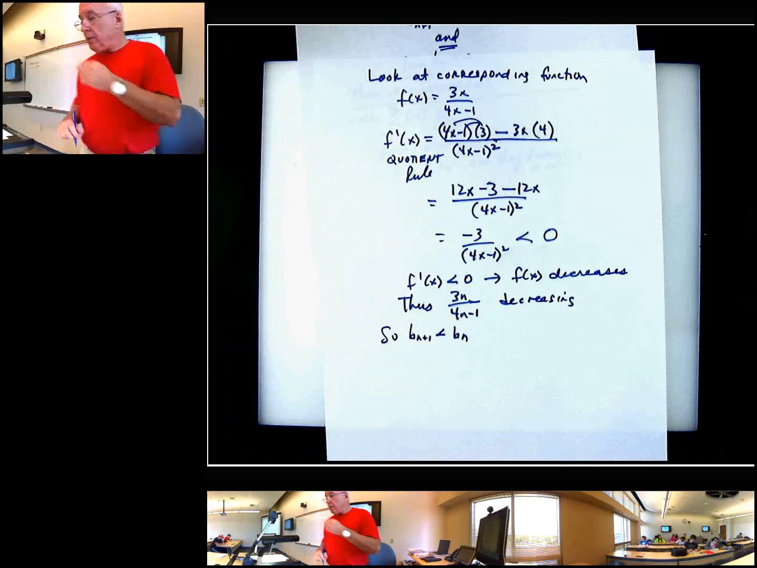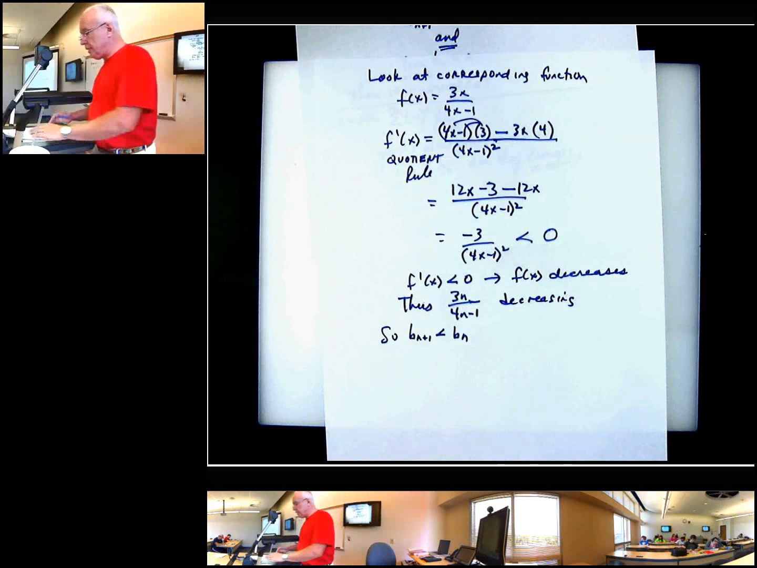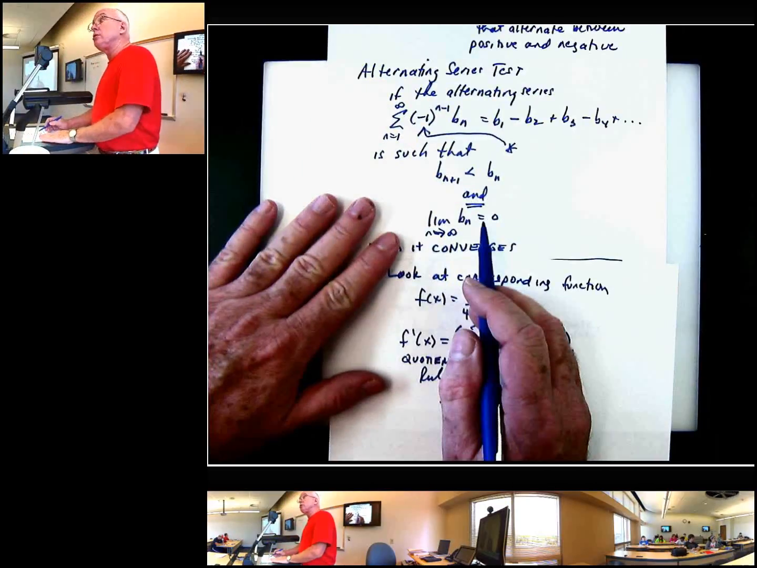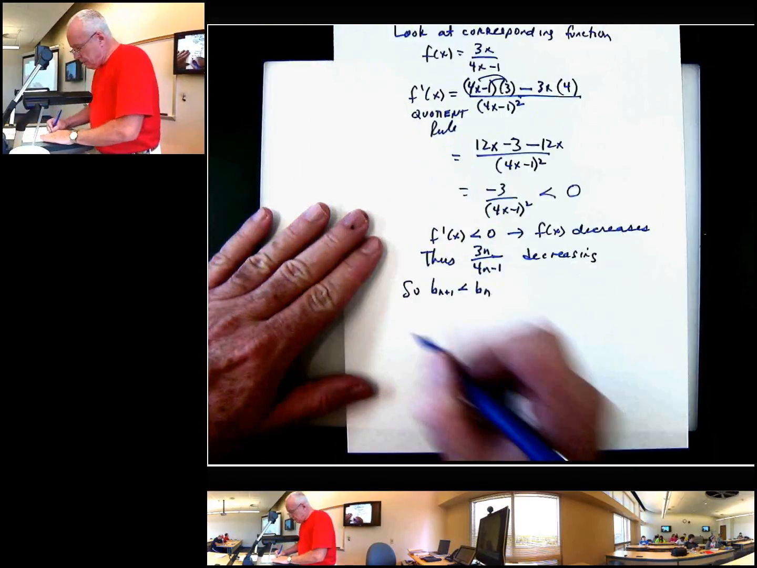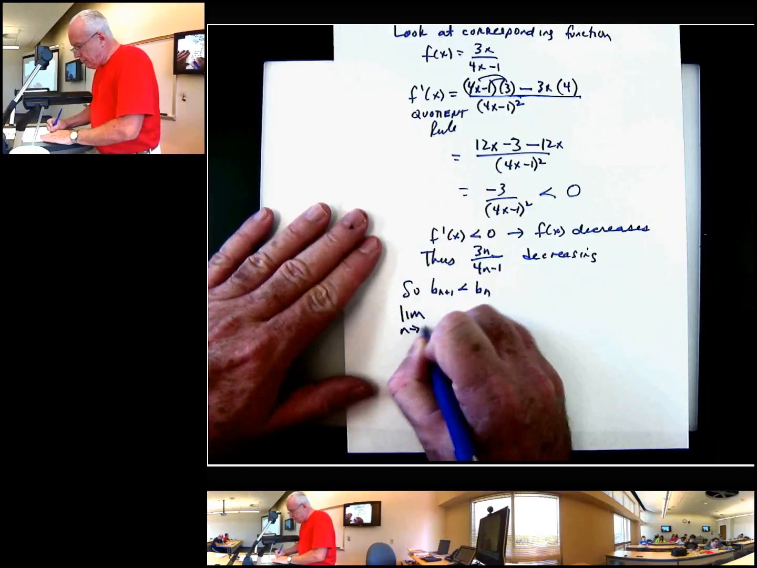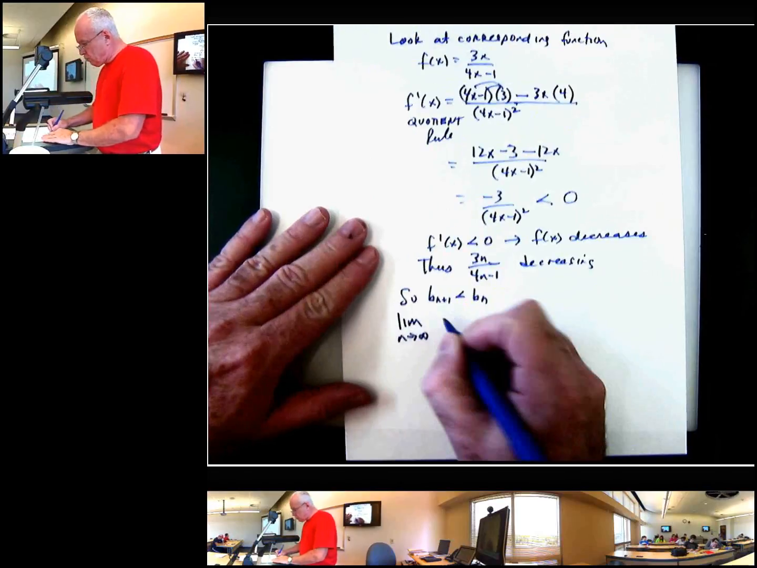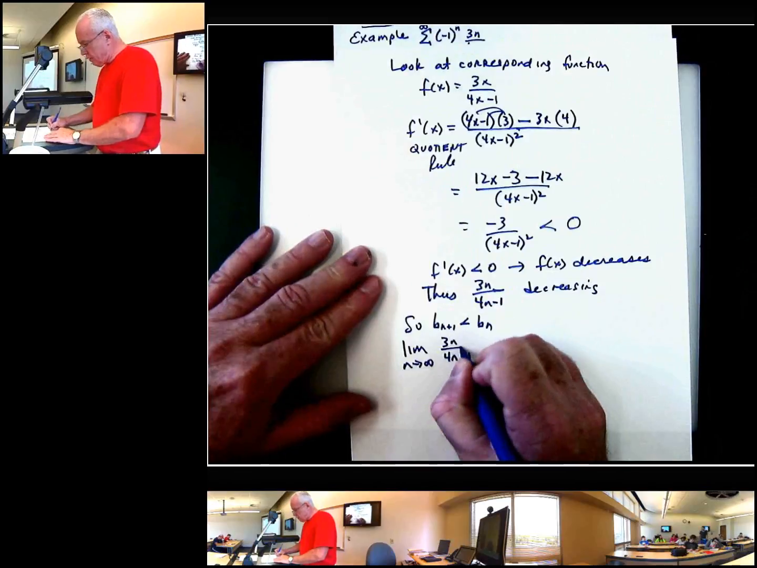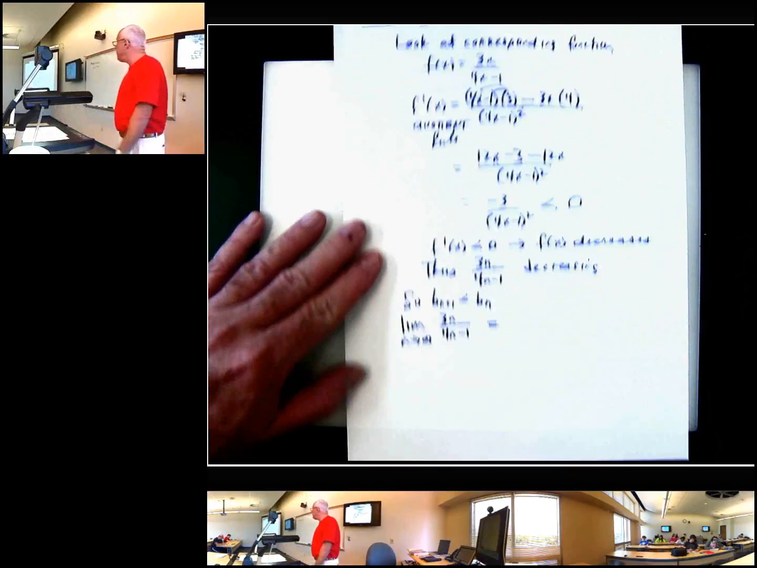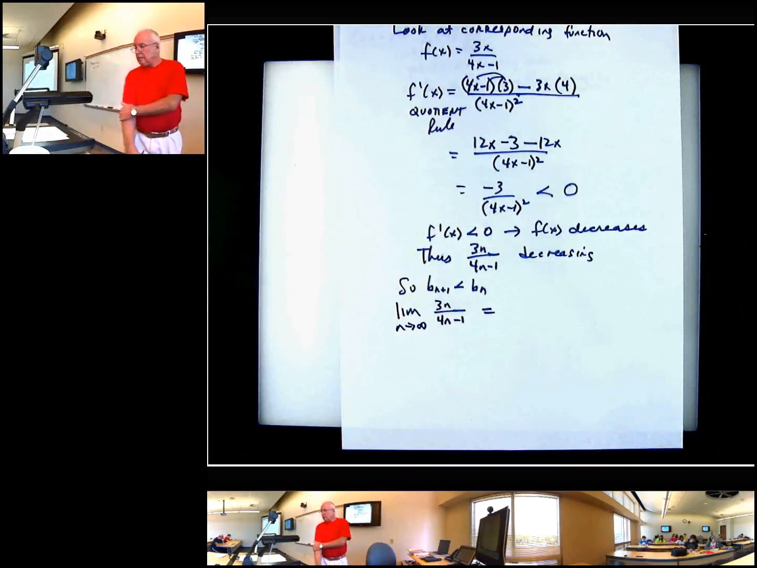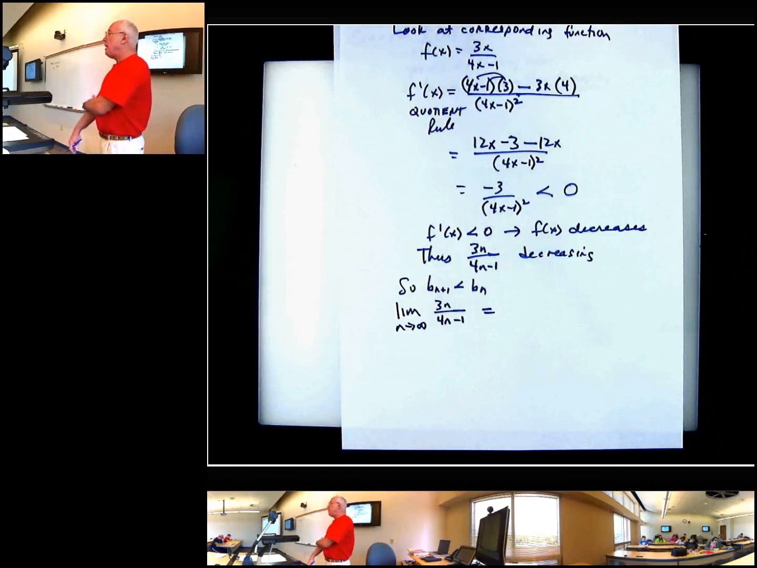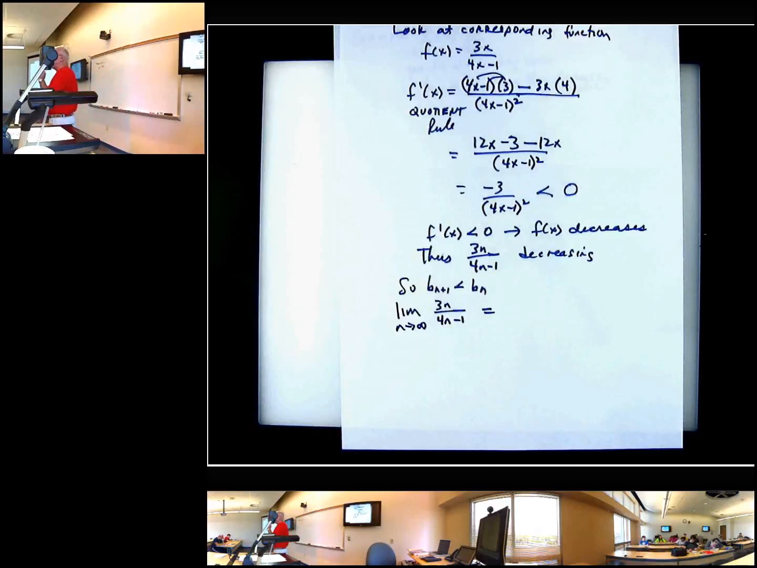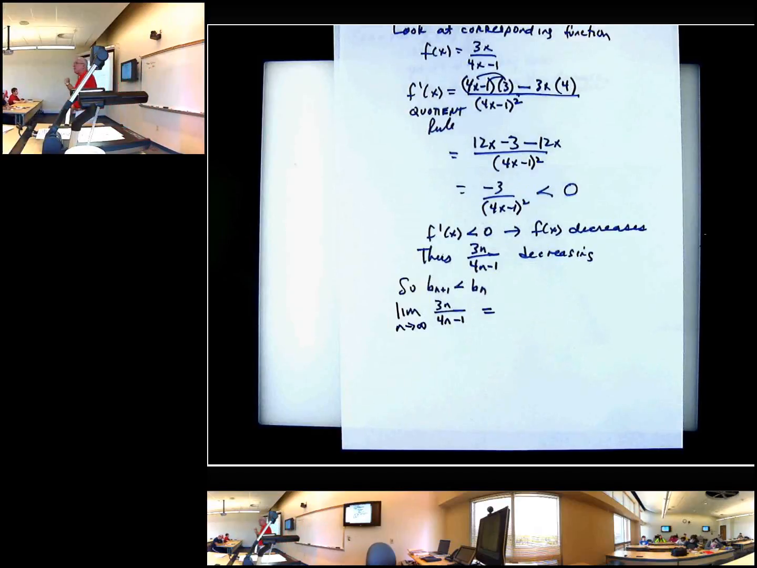Now, the other thing we have to have in play here for the alternating series test is that the limit of the b sub n's has to go to 0. So let's look at the limit as n goes to infinity of our b sub n, which is 3n over 4n minus 1, and figure out what we get there. So what's the trick here to help me figure out what to have as this limit? We've used this on more than one occasion.